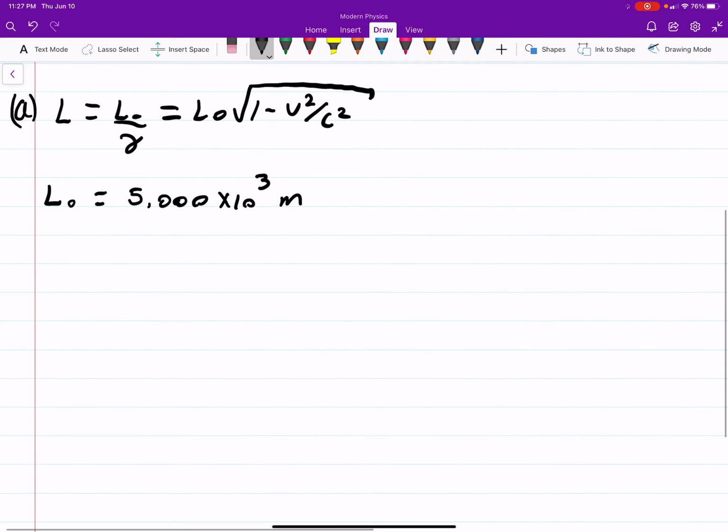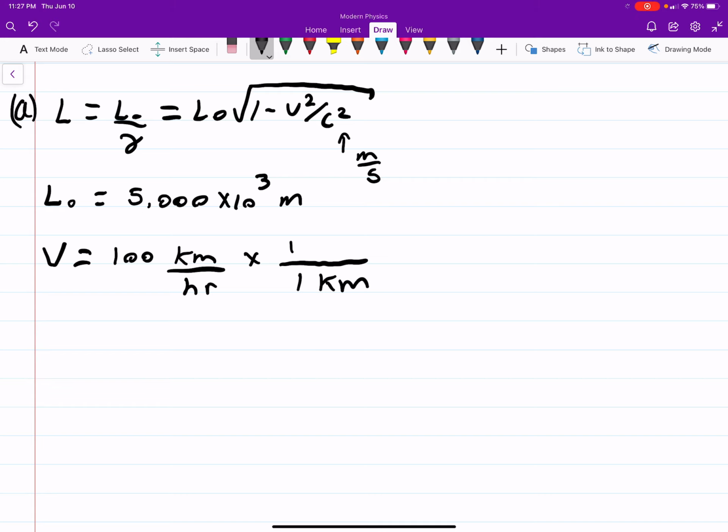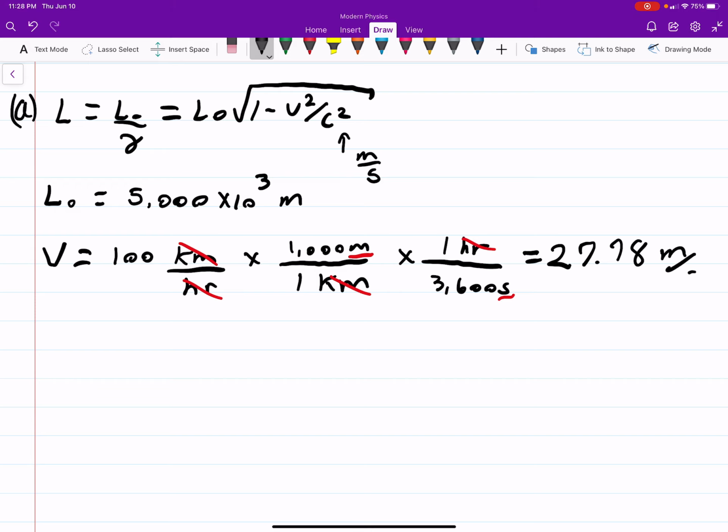The other thing we need to convert is the speed, V. And the problem says 100 kilometers per hour. Now because our equation is working with C, the speed of light, C has units of meters per second. If you square it, it's going to be meters squared per second squared. The reason I'm bringing that up is because we need to convert this into meters per second, otherwise our units don't make sense. So, 1 kilometer is 1,000 meters, and 1 hour is 3,600 seconds. Your kilometers drop, your hours drop, and you're left with meters per second. So all is good. If you plug this in, you get about 27.78 meters per second for your velocity.